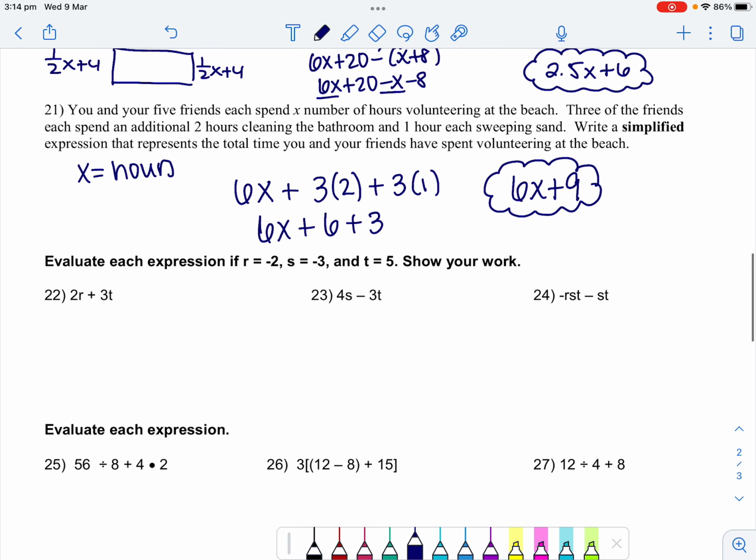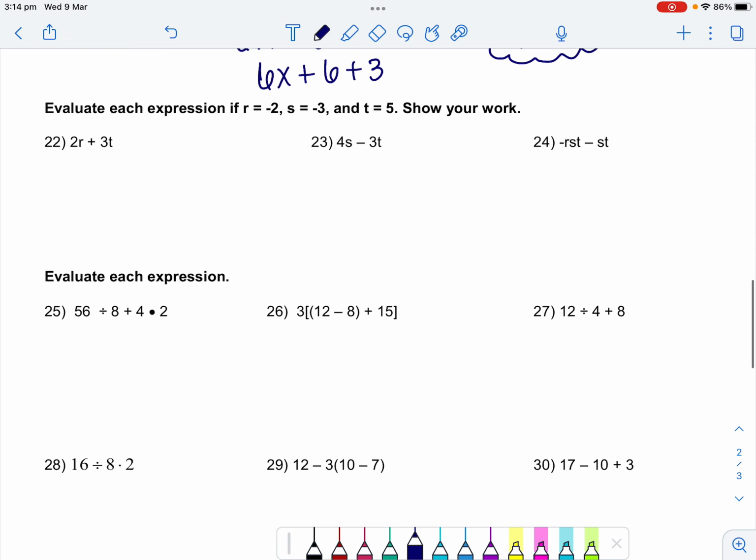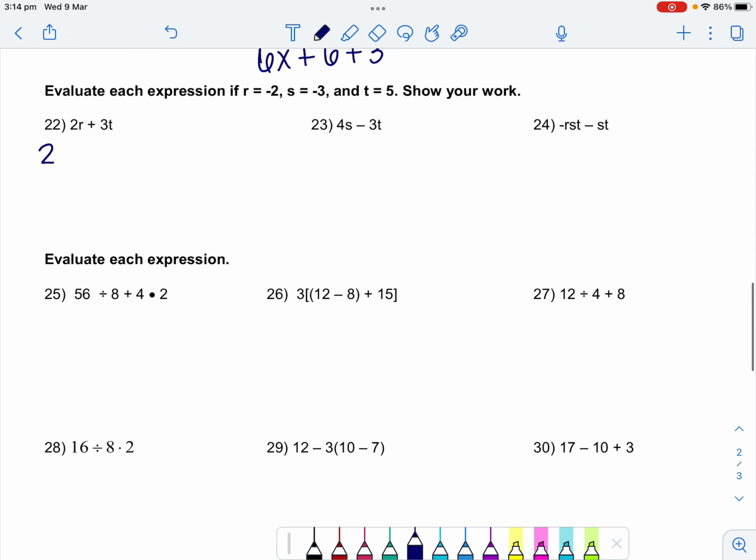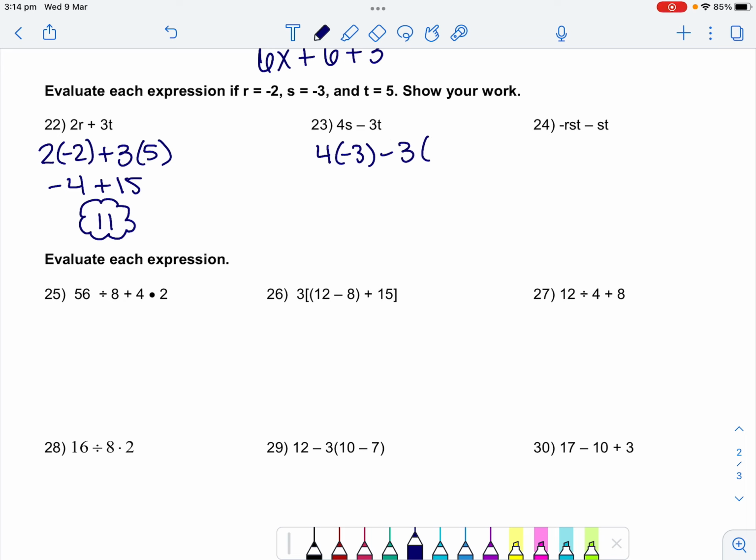22 through 24, we're going to evaluate using the values that they gave us. So 2 times negative 2 plus 3 times 5. So negative 4 plus 15 is 11. 4 times negative 3 minus 3 times 5. So negative 12 minus 15 is negative 27.